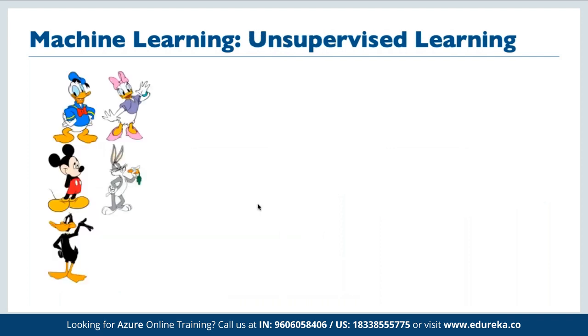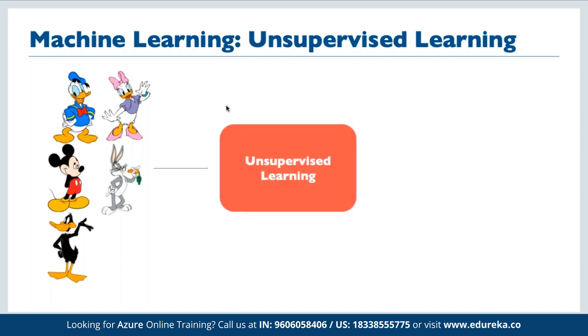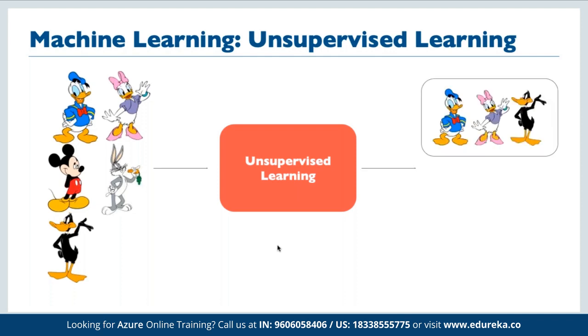Then we have unsupervised learning. When we talk about unsupervised learning, we simply mean we have multiple creatures which are not labeled. Like we have Donald Duck, we have Mickey Mouse, and then we have Bunny. So we have multiple creatures which are not labeled. When we are handling an unlabeled data set and using unsupervised learning, we allow the system to segregate based on the features here. So there is no label that this is a duck and this is not a duck.